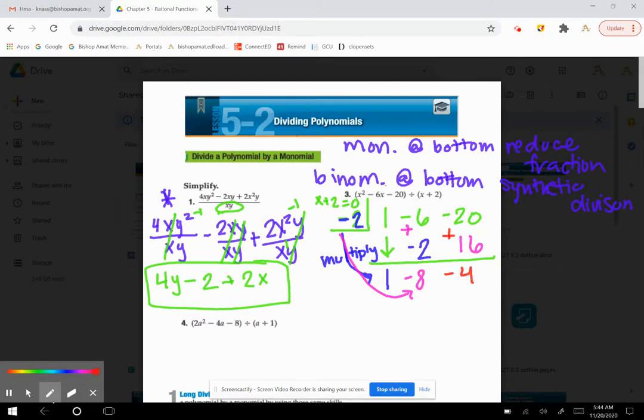So the way to get your answer from here is we started with x squared. So this was x squared. You go 1 degree lower, which is x. This right here is our answer. We just have to write it out. So this right here says x minus 8 remainder. This last number right here is the remainder, negative 4. That's my answer. X minus 8 remainder, negative 4.